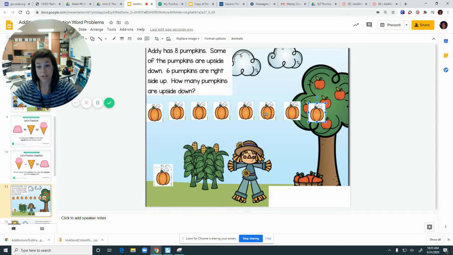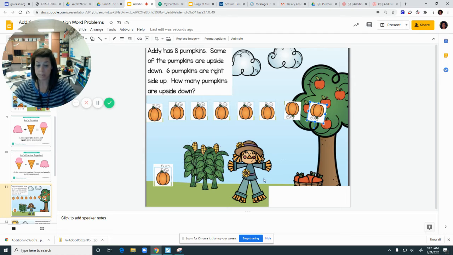That means the rest of them are going to be upside down. So that means this one is going to be completely upside down. And this one is going to be upside down because she has 8 pumpkins. 6 are right side up. The rest are upside down. How many were upside down? 2. So let's talk about that.